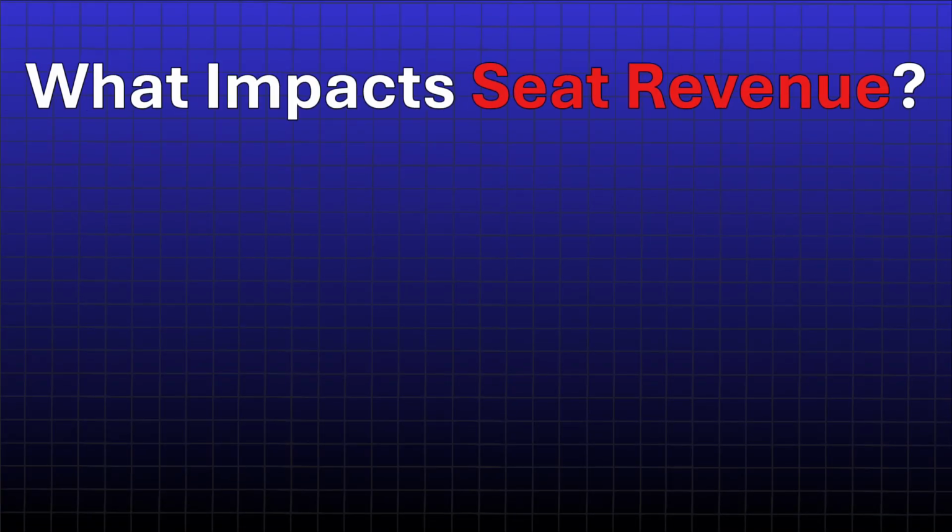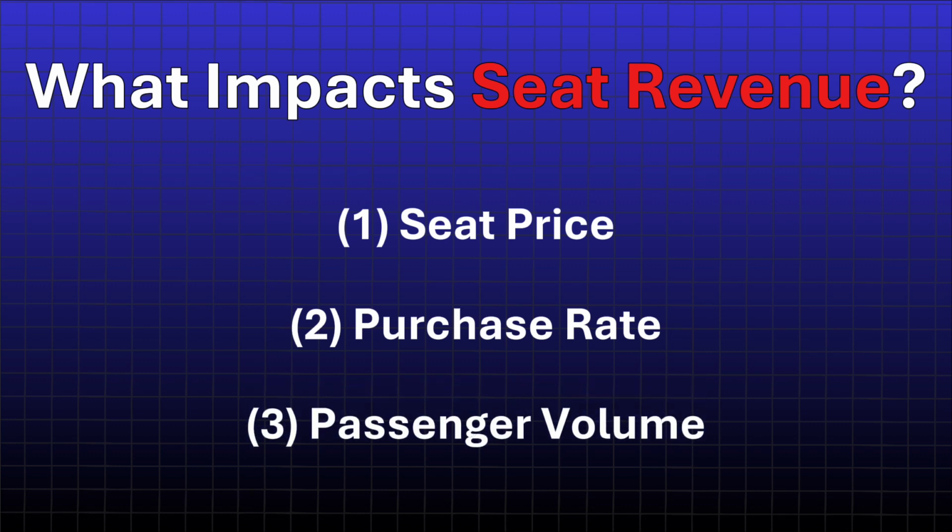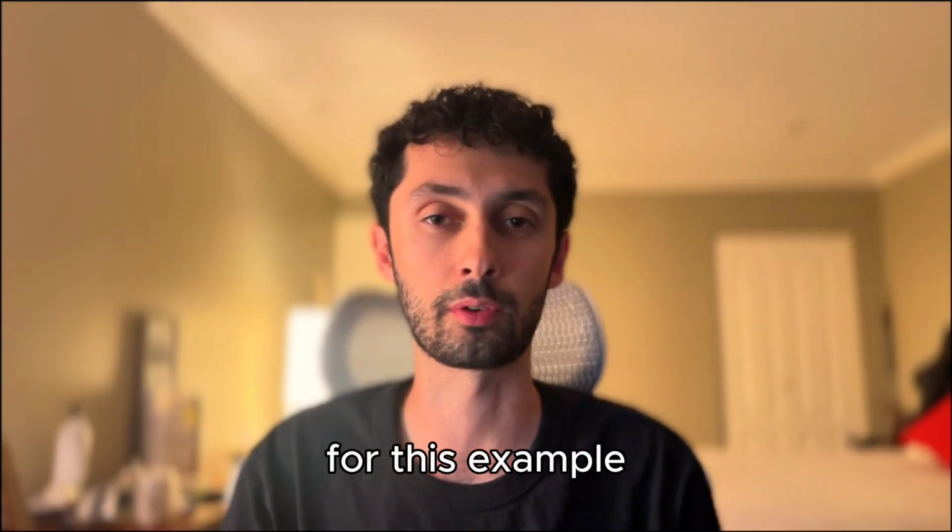Let's try to understand why we are actually going from 100 to 132 million. So let's try and think, what actually impacts our seat revenue? First is how much do they cost? So how much are we selling them for? The second is, given that price, what is the purchase rate? How often are people actually purchasing at that price? And the third is how many passengers are actually flying on our airline? There are for sure many other things we can consider, but let's go with these three for this example.